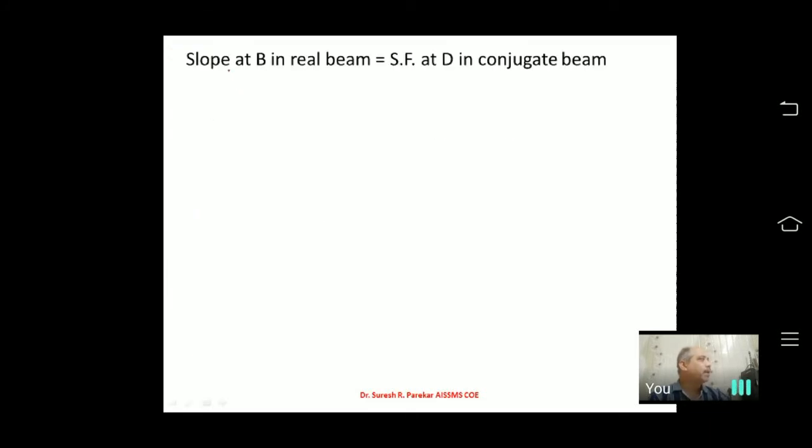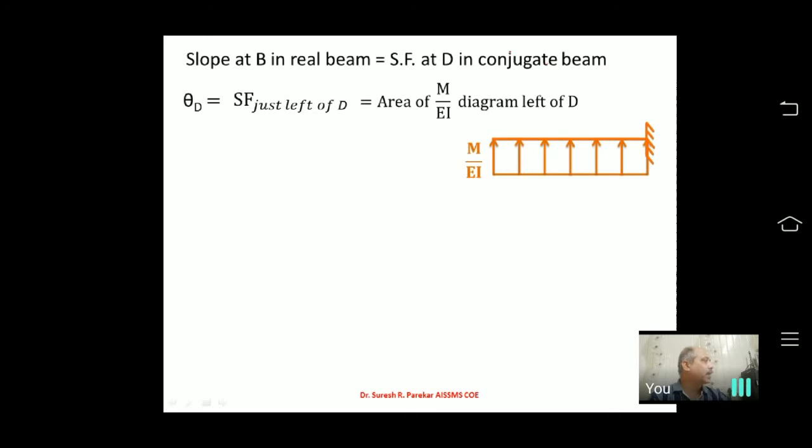slope. Now where? In the real beam. Then if slope in the real beam, what will be in the conjugate beam? Shear force in the conjugate beam. So now we will find it. So theta at D, just left of D. So we have to consider area, the area just left of D. So we have to consider the area of the left side.